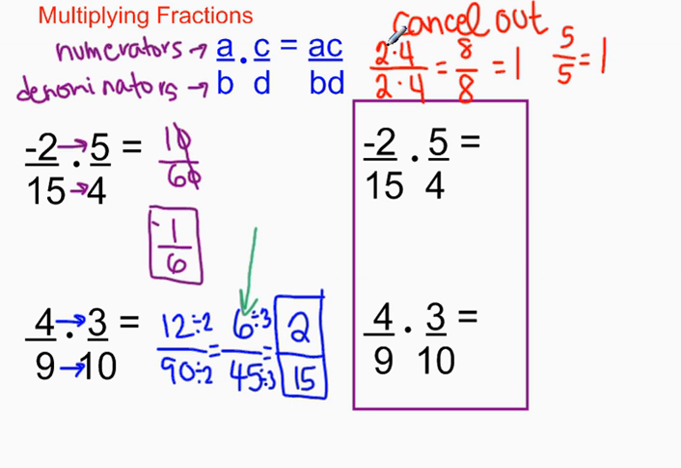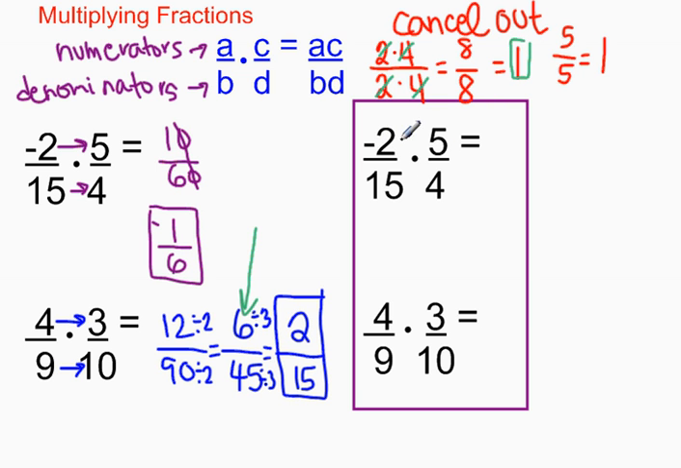So when we see numbers on the top that are also on the bottom, like this 2 and this 2, we can cancel them out because they're just 1. This 4 and this 4 cancel each other out because they're just 1. And 1 times 1 is 1. So let's see what this looks like down here in a problem.